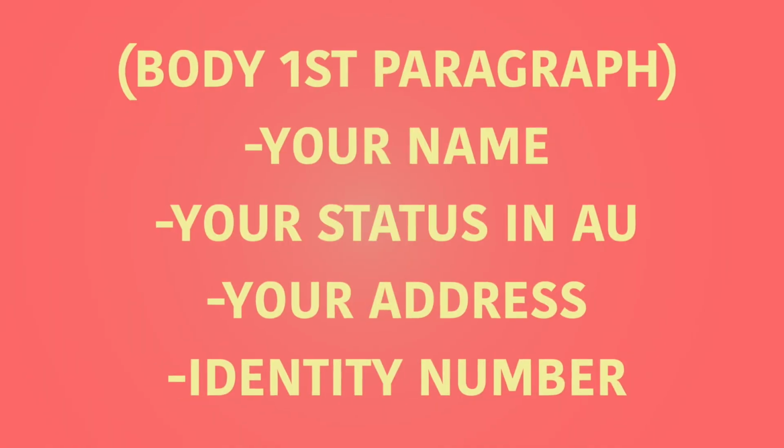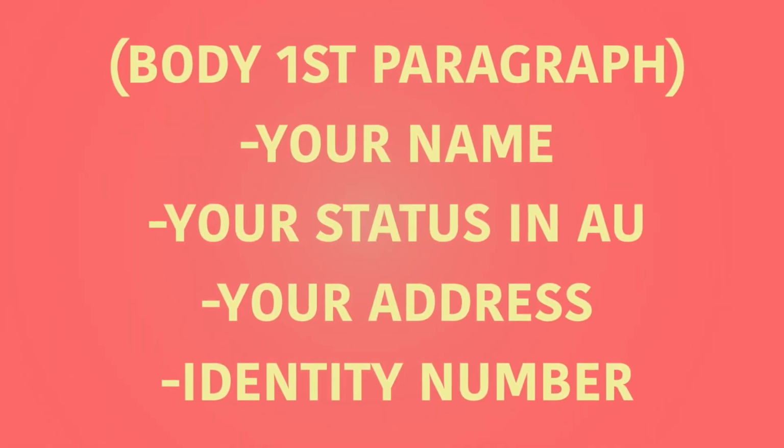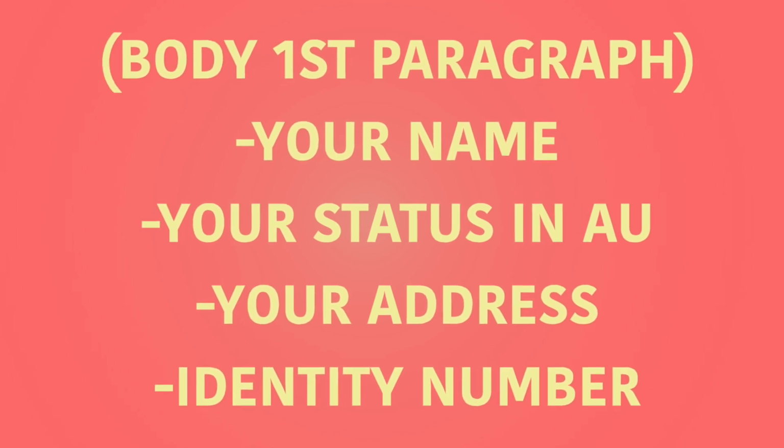The body of the invitation letter should include, for the first paragraph, I usually put my name, the person that's inviting, my status in Australia, my address, and any identity number that I have. For example, in the first sentence, I would say, "I," then my name, citizen of Australia with address, and then with passport number, would like to invite this person.